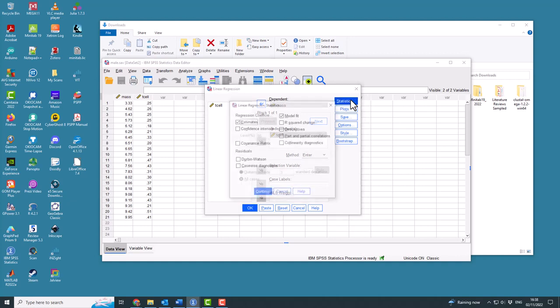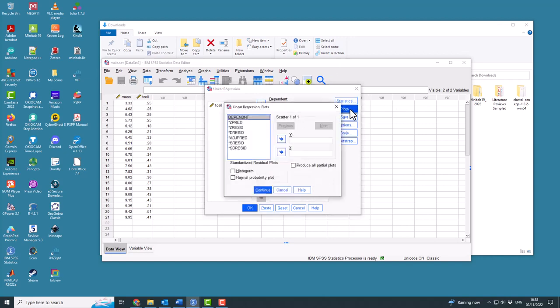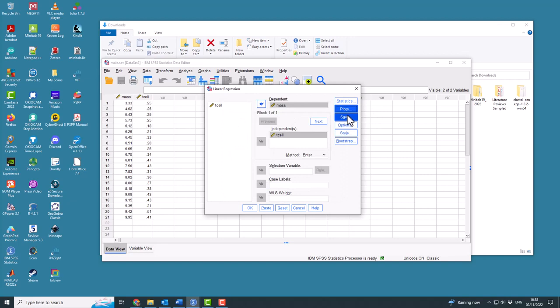You can calculate the statistics of this, and the only thing that I would suggest you put on there is the confidence intervals. If you're going to do very complicated models, you might also put the R-squared change in. There's something that does plots. We could do that, but probably I'm not going to. I'm going to do it using the save function instead.